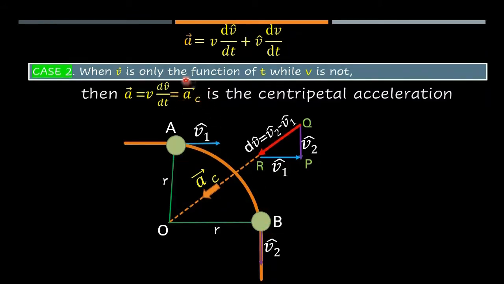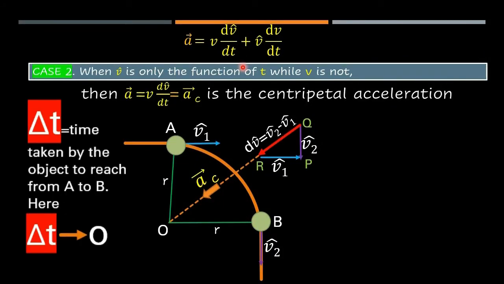In this expression of the centripetal acceleration, the direction of centripetal acceleration is the same as that of dv cap, hence the centripetal acceleration is also directed towards the center of the curved path. Now when we take the differentiation of a function with respect to time, we have to consider the time interval, that means the time taken by the object from A to B is infinitesimally small. Only in that case is this differentiation valid.